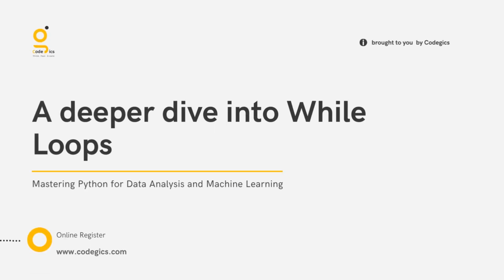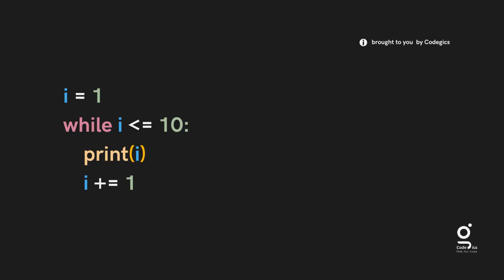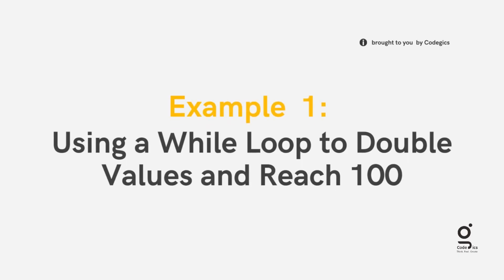Welcome back. In the last video, we talked about while loops and saw a simple example of how they work. In this video, we take a deeper dive into while loops and see some unique examples. To refresh your memory, a while loop continuously executes a code based on the value of a condition. The body of the loop can be executed multiple times until the condition is no longer true. Let's look at an example.